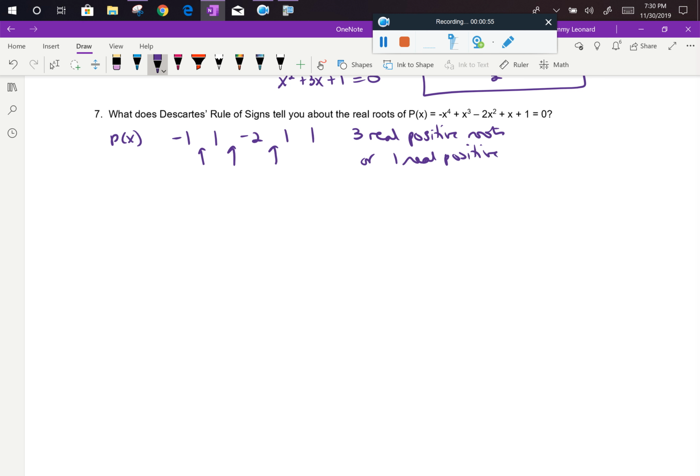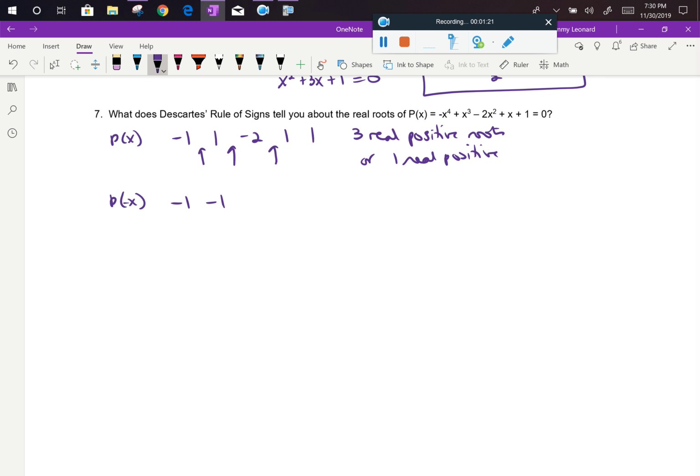Then if I want to find out how many negative real roots I have, I need to find p of -x. So first of all, if I look at p of -x, when I put a negative number into something to the 4th power, the sign won't change. So the coefficient will still be a -1. But when I put a negative into something with an odd power, the sign will change. So now I'm going to have another -1.